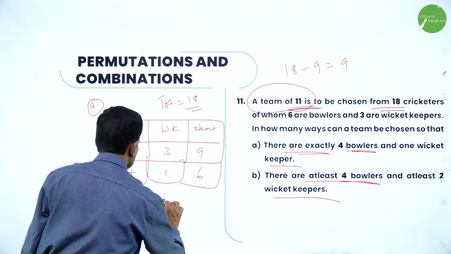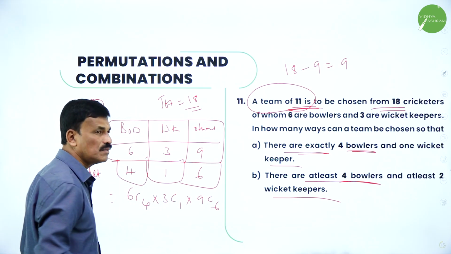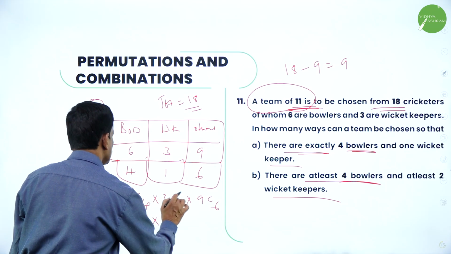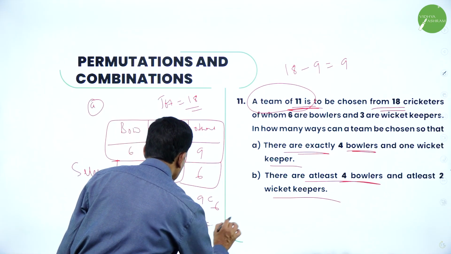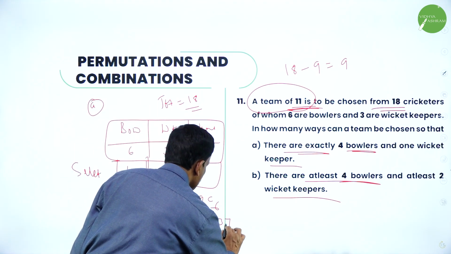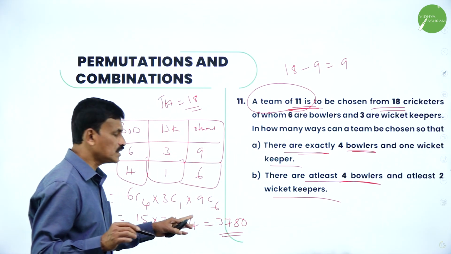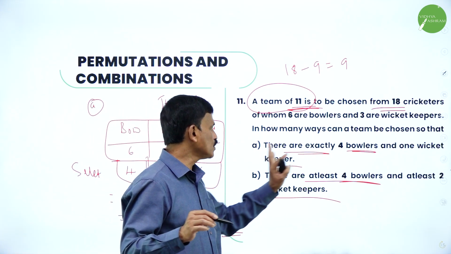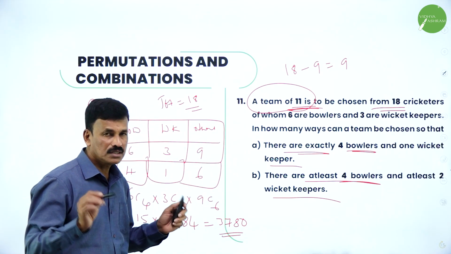So this can be arranged in 6C4 into 3C1 into 9C6. That's it. Simplify this. 6C4 is 15, 3C1 is 3, 9C6 is 84. If you multiply 15 into 3 into 84, we get 3780. So the team can be chosen in 3780 ways, in which exactly 4 bowlers and 1 wicket keeper, and the rest will be the others. This is the first case.